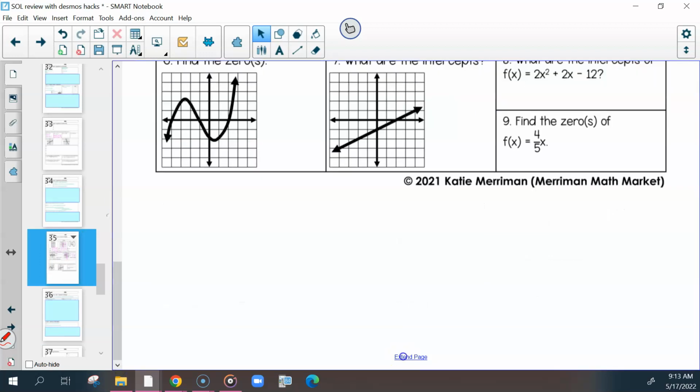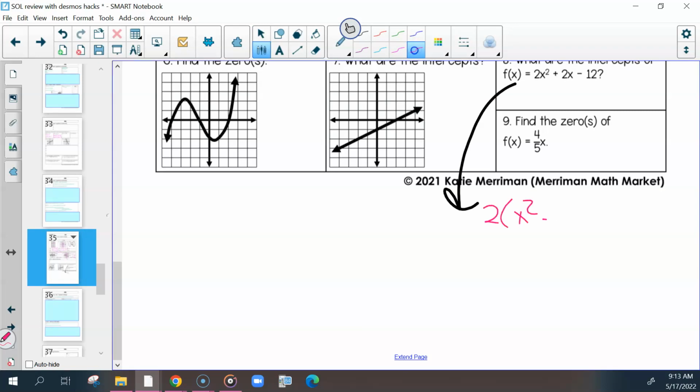So you would get GCF first. X. This would only help you find your x-intercepts, not your y-intercepts. In order to find your y-intercept, you'd have to put 0 in for all your x's. Or you could just look at this number. That would tell you your y-intercept.